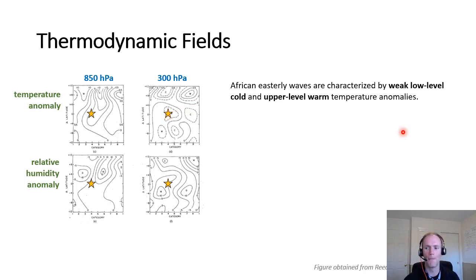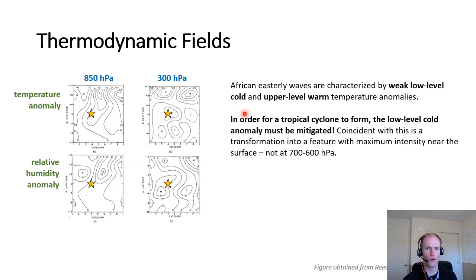For a tropical cyclone to form, we do want that warm anomaly aloft, but we want to get rid of that warm anomaly near to the surface. And coincident with that, we don't want the maximum intensity to be at mid-levels. We want it to be right there just above the surface, just above the frictional layer. And so we have to see a transformation from this temperature anomaly structure at low levels that we have with the easterly wave to one that has a weak warm anomaly at low levels. And again, we'll talk about what that looks like as we get to a future video.